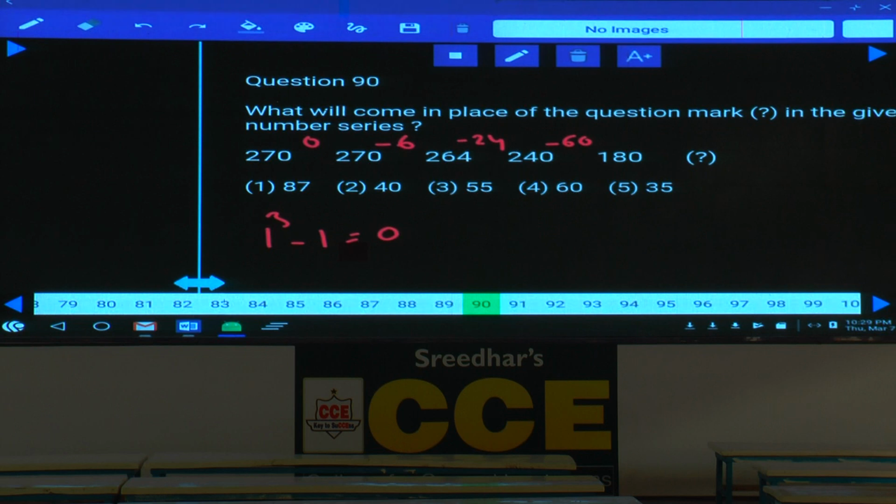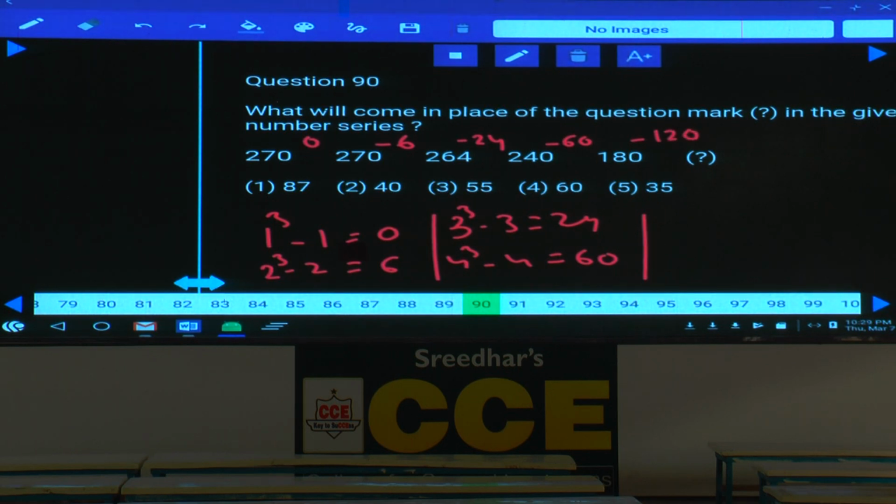1 cube minus 1. This 6 can be written as 2 cube minus 2, that is 6. And 24 can be written as 3 cube minus 3. And next one, 60 can be written as 4 cube minus 4. And finally 5 cube minus 5 is 120. And 180 minus 120, 60 is the answer. That is choice 4. Done with this?